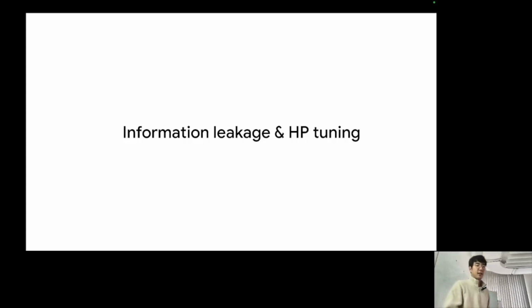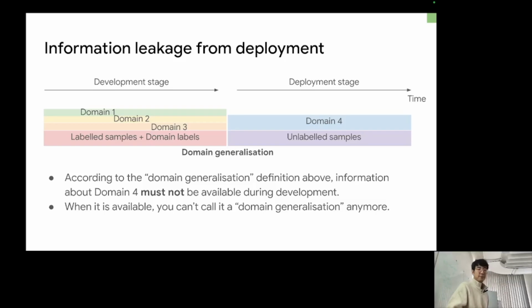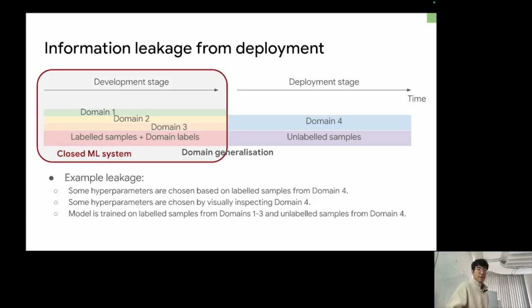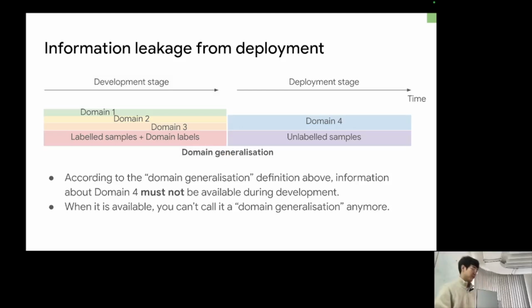So let's talk about hyperparameter tuning and information leakage. I'm talking about this because in my previous research, I have had so much trouble with this kind of information leakage, while reading the papers in this domain, and not just in OOD generalization, but also in all the other fields. So I wish to share some caveats here.